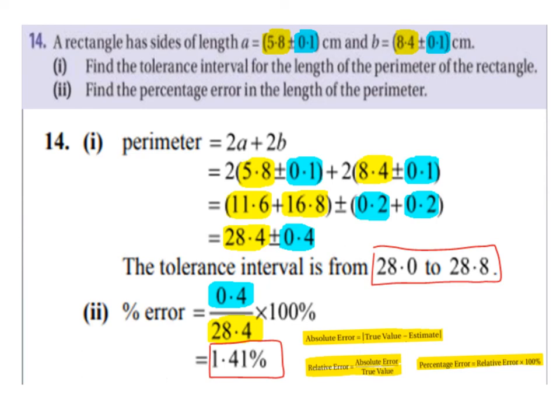So our percentage error is going to be the absolute error, which is 0.4. So this is our absolute error, divided by our true value, which is 28.4. And then multiplied by 100% gives us 1.41%. So our percentage error is 1.41%.